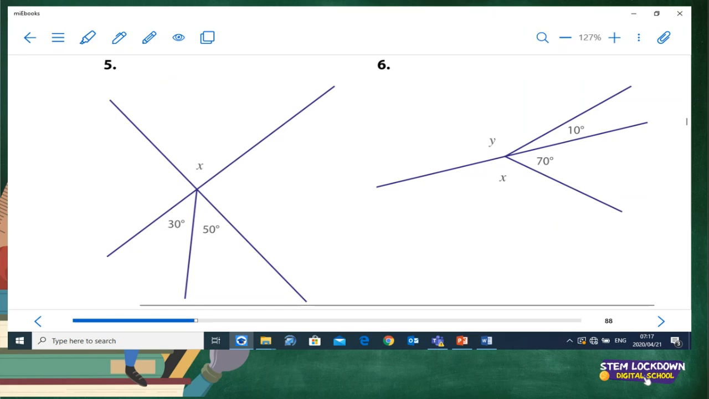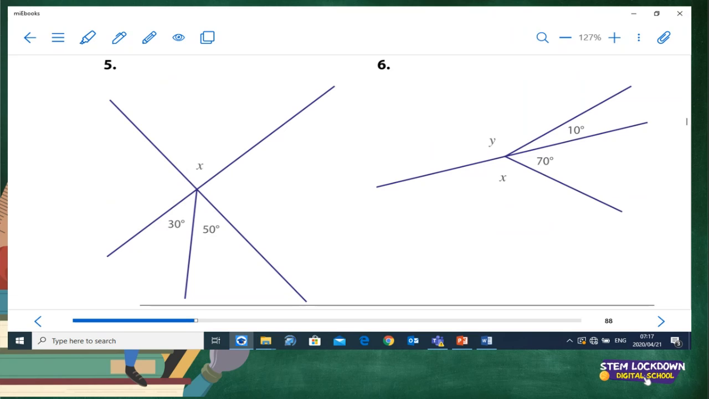If you look at the next one here, you have 70 degrees, and then you've got x. You also have 10 degrees, and you've got y. Now, if you look at these pairs of angles, x plus 70 must give you 180 degrees. Why? Because those are angles on a straight line. In the same note, y plus 10 must also give you 180 degrees. And the reason being, they two are on a straight line. So they are angles on a straight line.